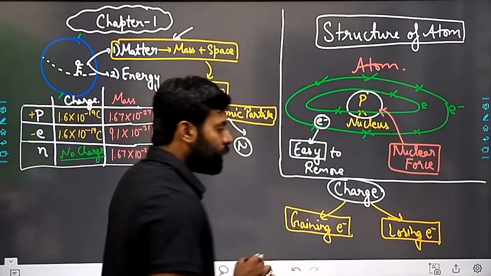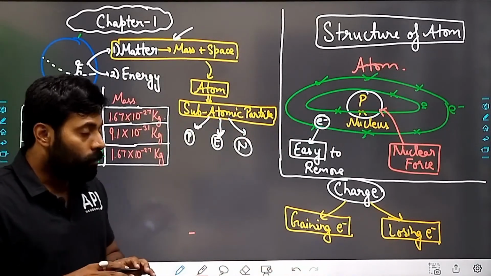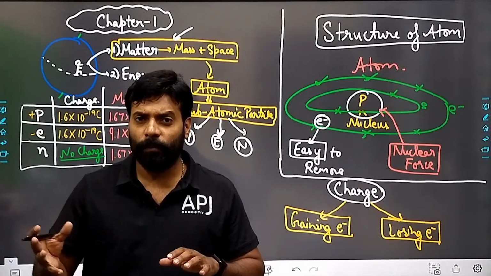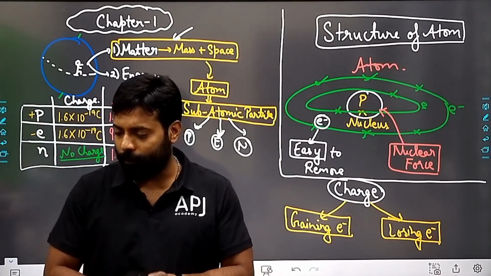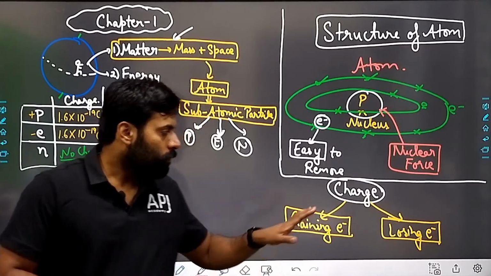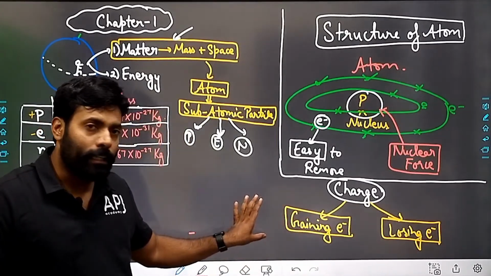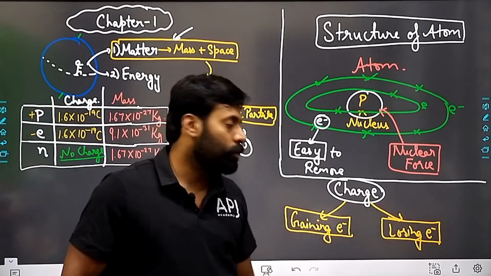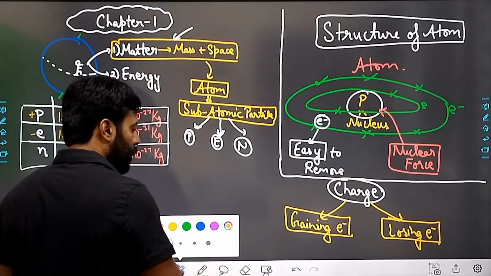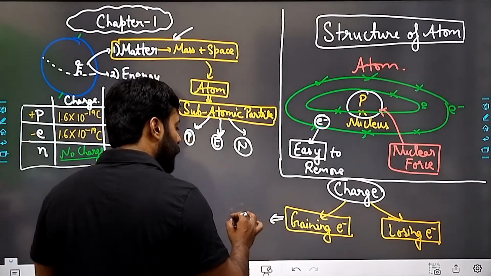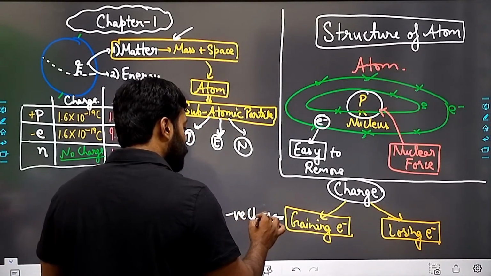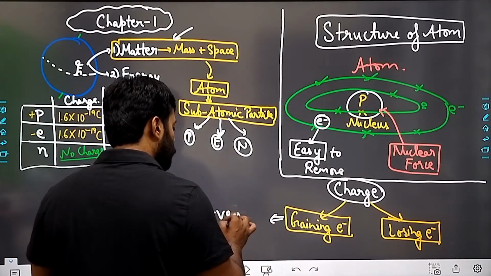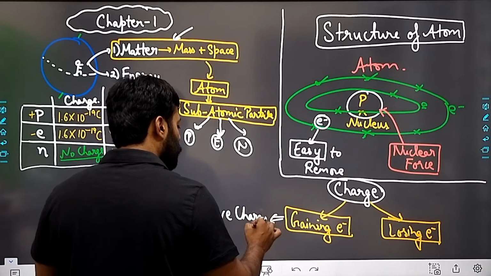These are the only two things that can happen. An atom, or if I say atom or matter, keep it the same, right? So matter can either gain electrons or lose electrons. If matter is gaining electrons, then it will produce negative charge.